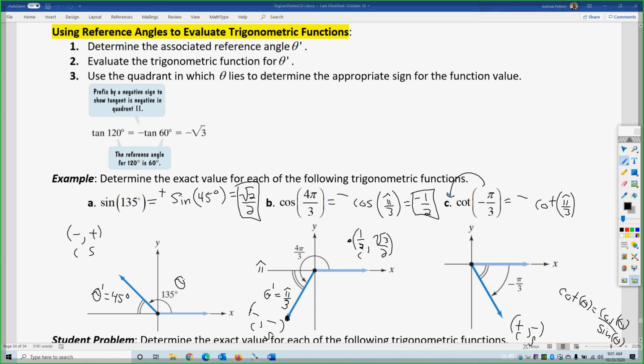Okay, so that is also a 60 degree angle, which is the 1/2 root 3 over 2. Okay, so all we have to do is negative cosine over sine. So I get a negative 1 over root 3 answer. Okay, pause the video, try the student problems for yourself.